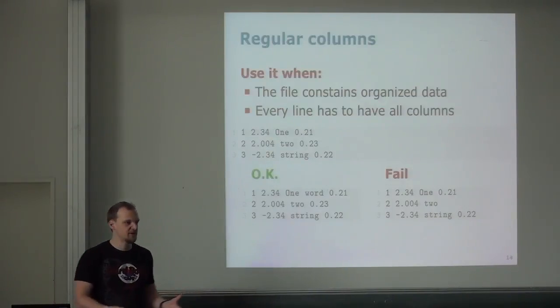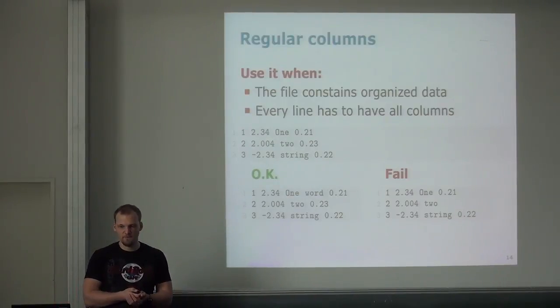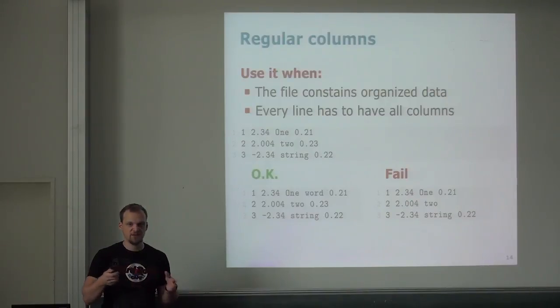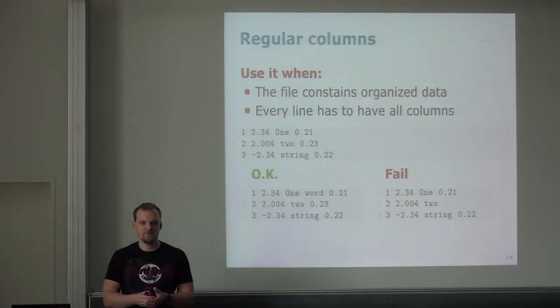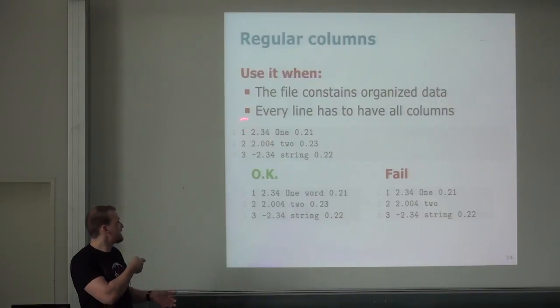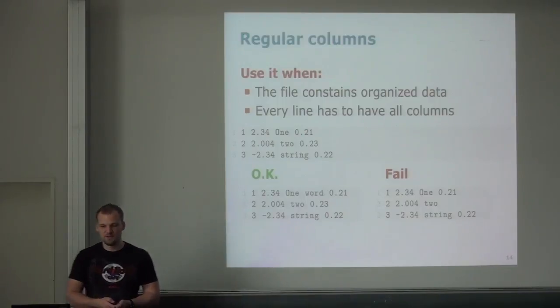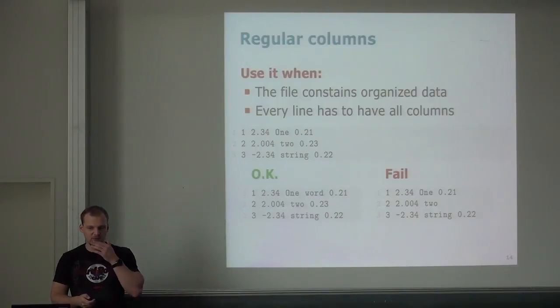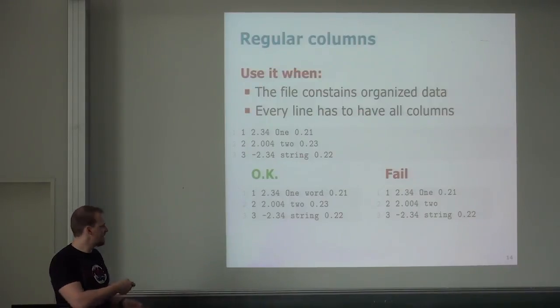Okay, so let me actually prove to you that it's not hard, right? We can use the f-streams when the file contains organized data, when it has exactly the same number of columns in each line. So let's say we have a file that has an integer, then a double, a string, and another double, and we want to read them with the f-streams. And again, it's important to understand that this is easy to read because it's always the same.